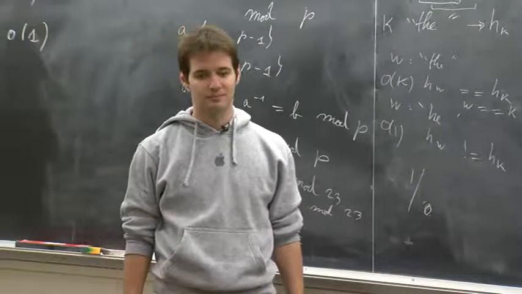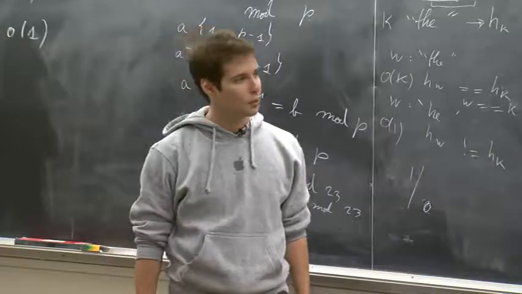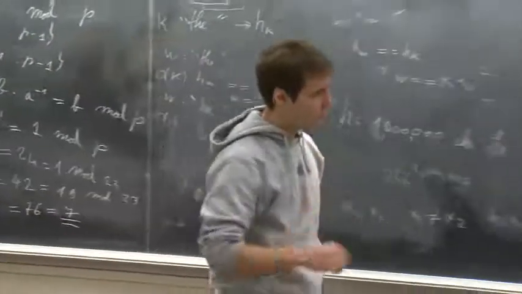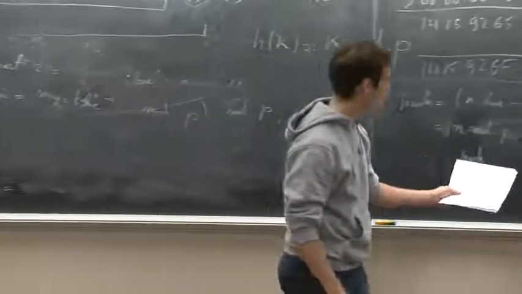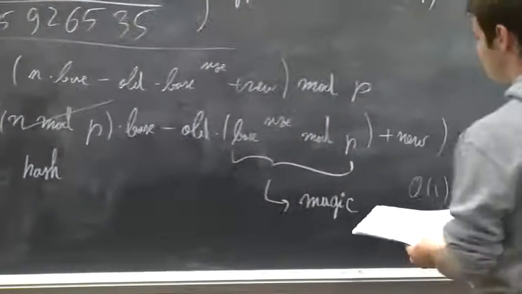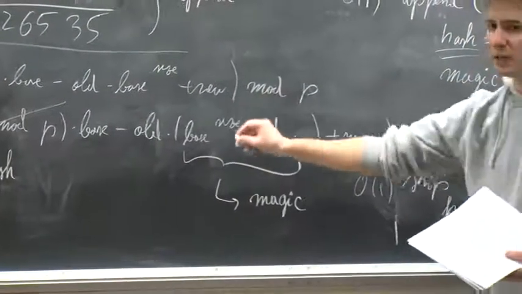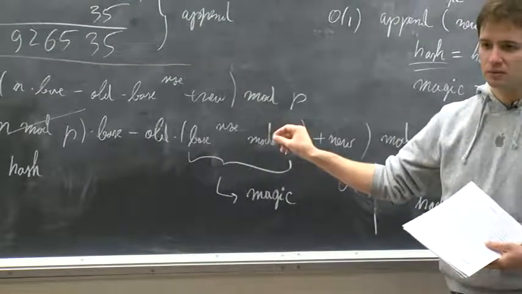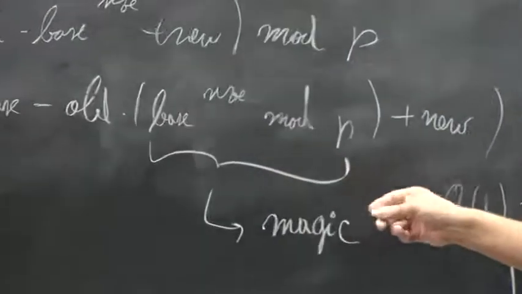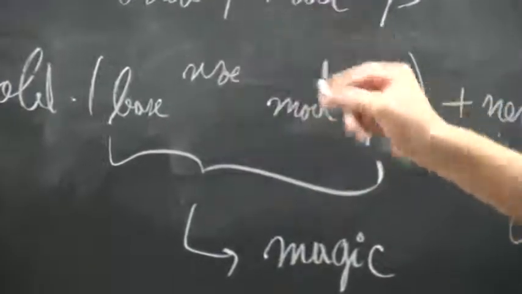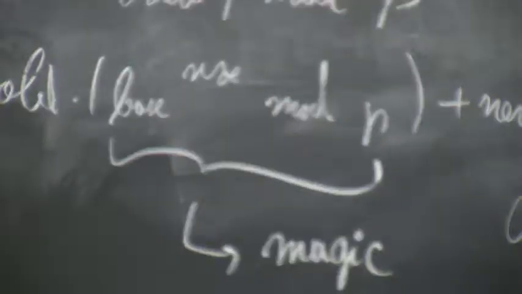Okay. Why do we compute magic? We compute magic because somewhere here we had this base to the size mod p, and this could get big. So I can't afford to keep it around and do math with it all the time. So I can't compute base to the size every time I want to do an append.